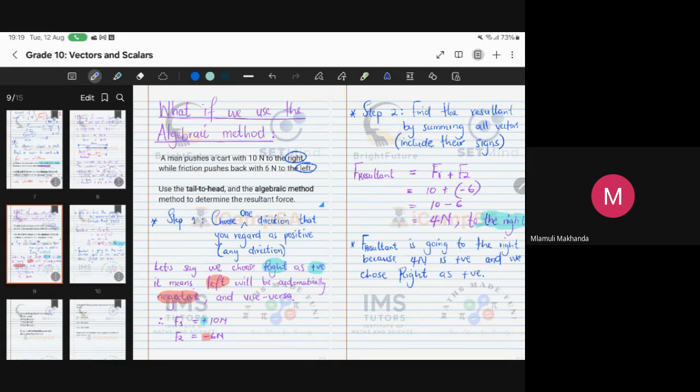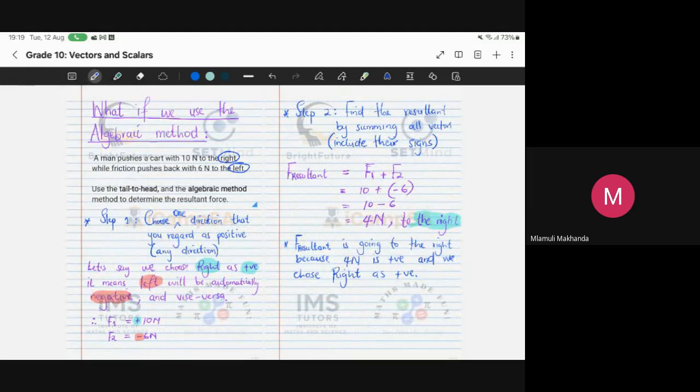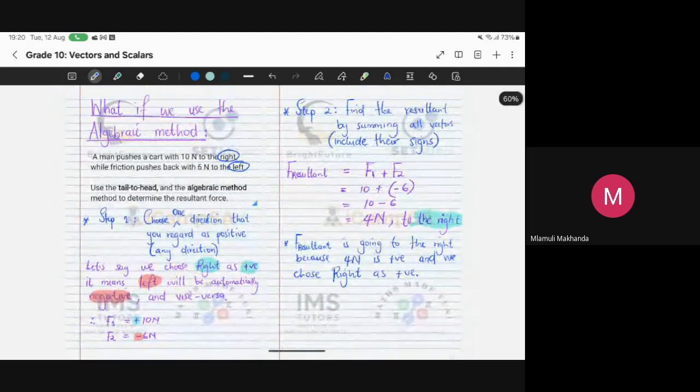Right. Notice in this method, we didn't have to draw it. We don't know how it looks. All we know is that it has a magnitude of 4 and it's going to the right. We know it's an arrow because vectors typically are always represented using arrows. So that's how you do the algebraic method. Simple, right? It's a straightforward method. So when I was still in grade 10, this is the method I preferred. But because in an exam, you have to know both, make sure you know both these methods. Right. Good. Now let's move on to another problem.